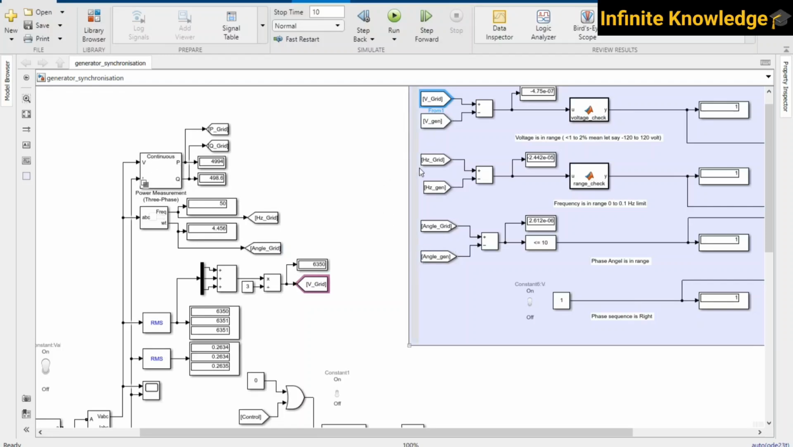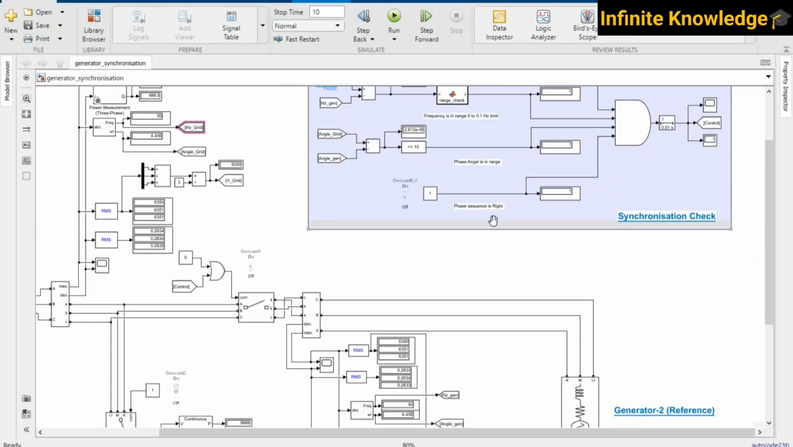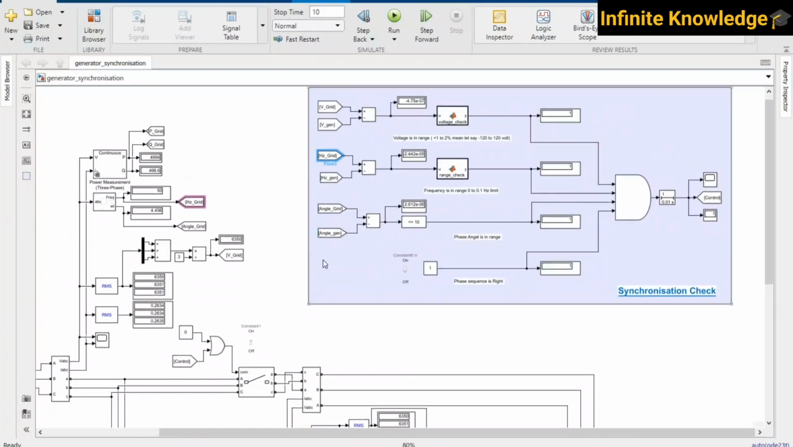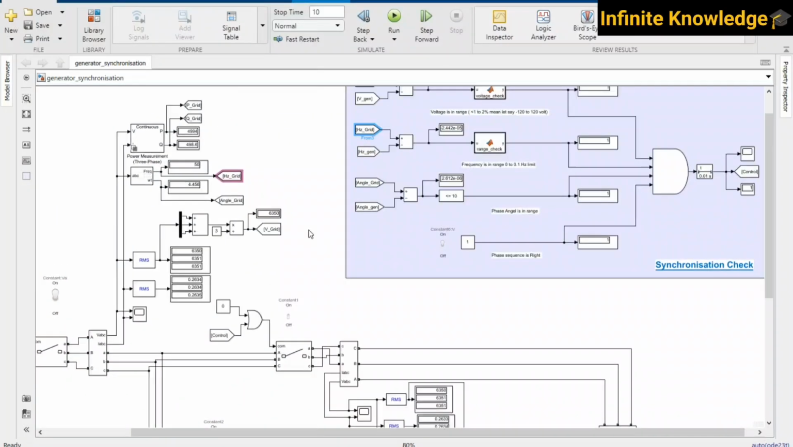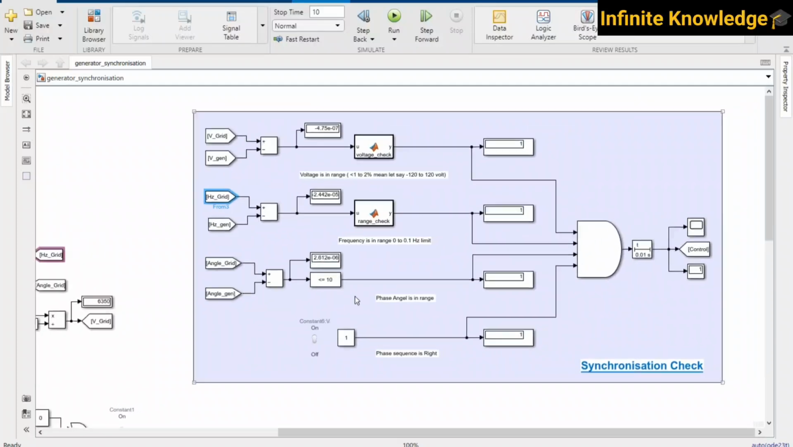Then the second one is frequency. Frequency must be in range. It may be 0.0 to 0.1 hertz. So 0.1 hertz difference is okay. If it is more than 0.1 hertz, then it is abnormal and it causes out of synchronism. We will also check in the future what happens if different frequencies are synchronized. So just stay tuned with this video.